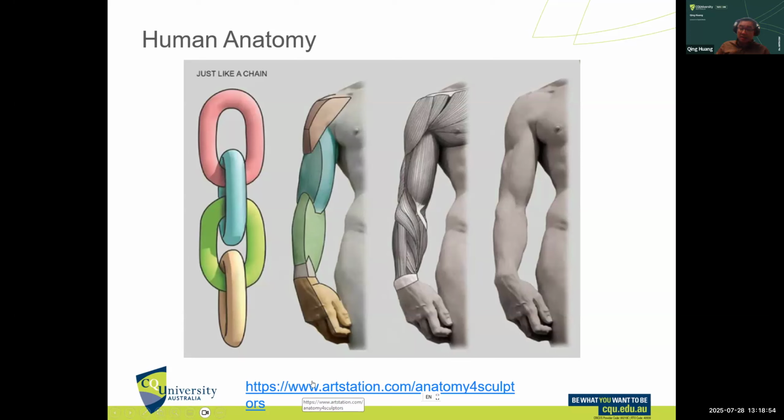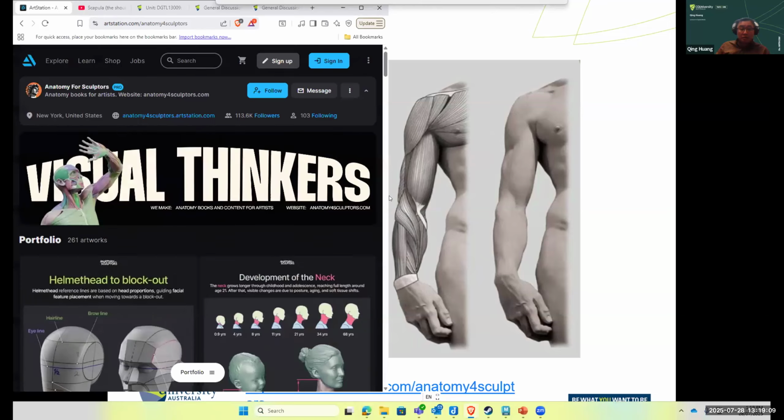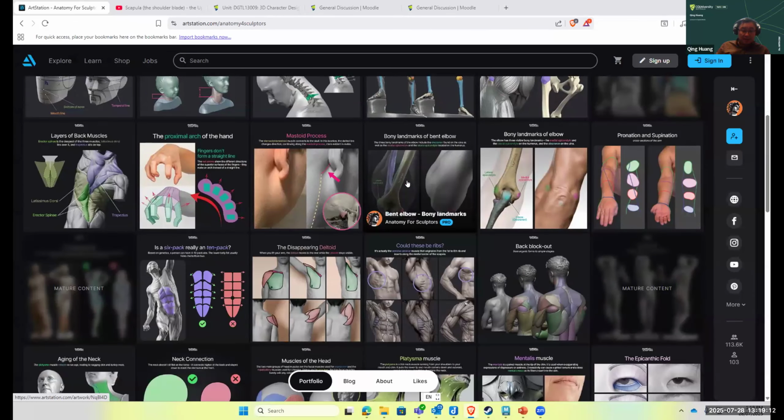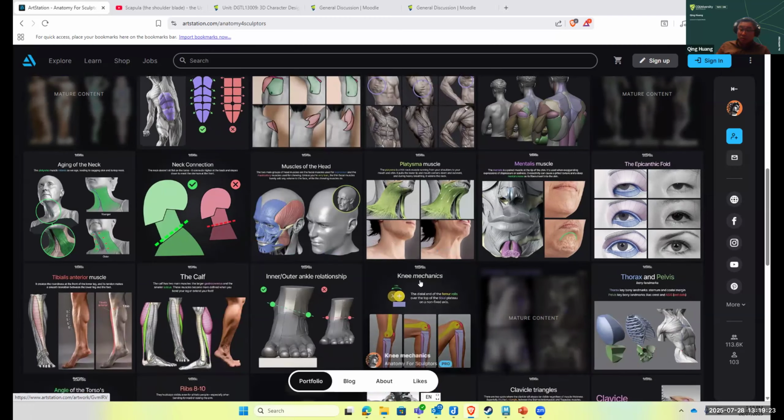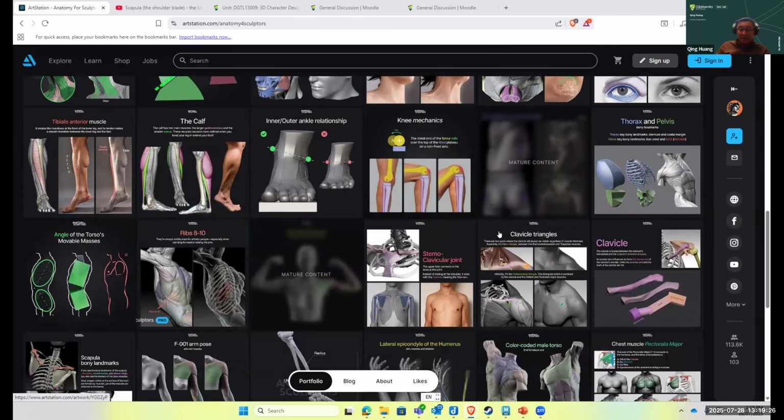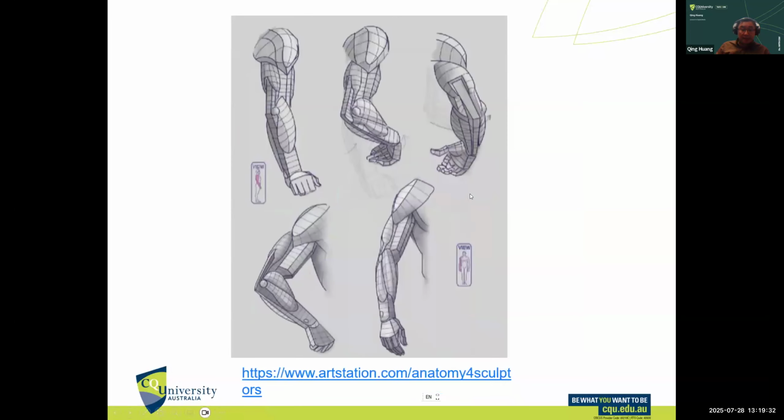And by the way, this website is quite useful, so I introduced it. It has lots of pictures that you can use to help you understand more. The good thing is that it already has a lot of three-dimensional models for you to understand the features of the human form. It's a good site for studying human anatomy. And this is also from them.